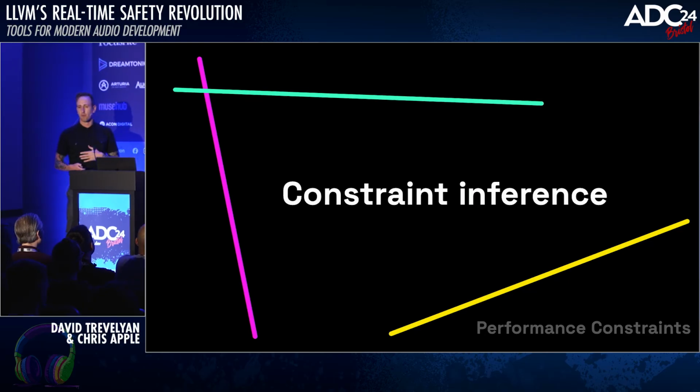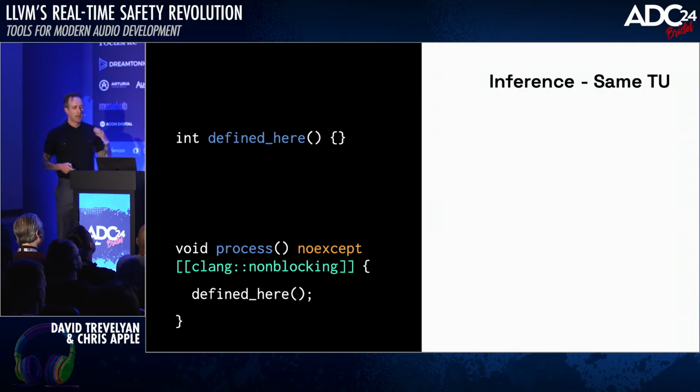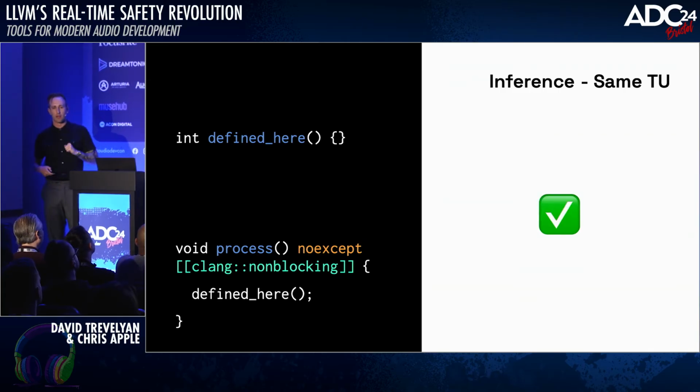But constraint inference is here to help. As long as a function is defined in the same translation unit as the non-blocking function it's used in, the compiler is smart and inspects the body of the function defined here, and even though it's unattributed, will compile this with no issues.